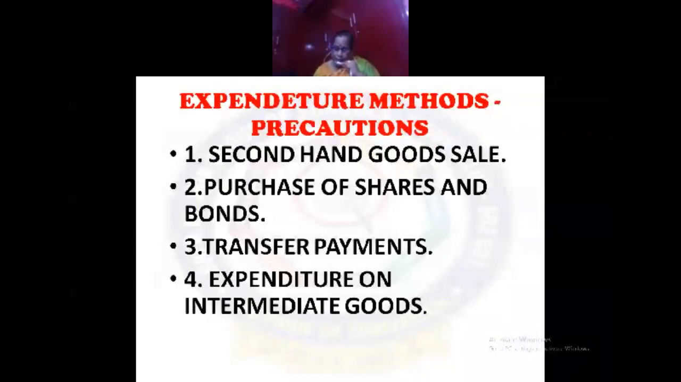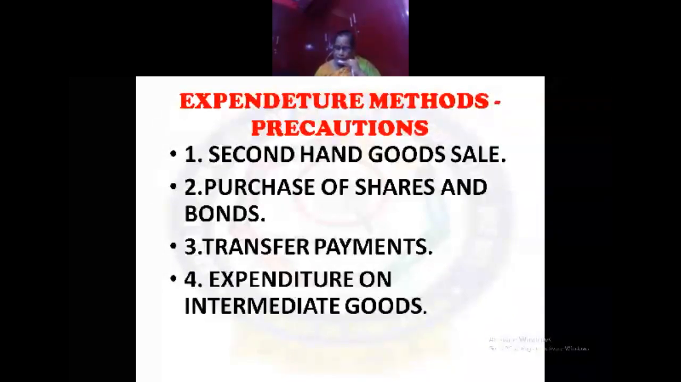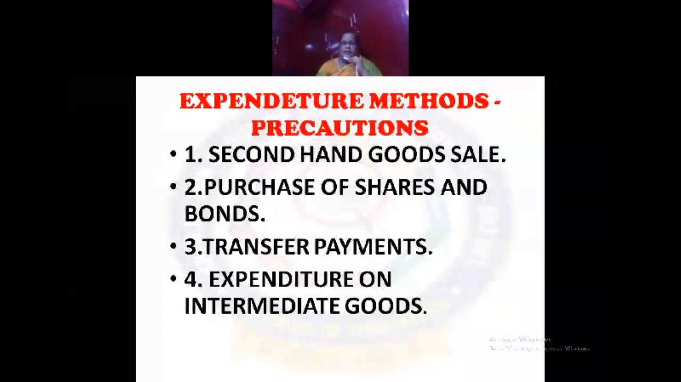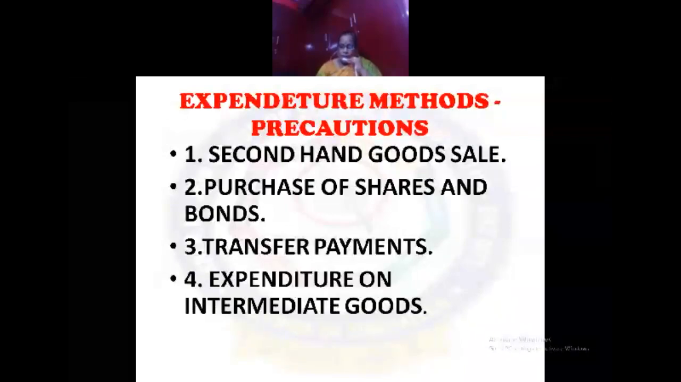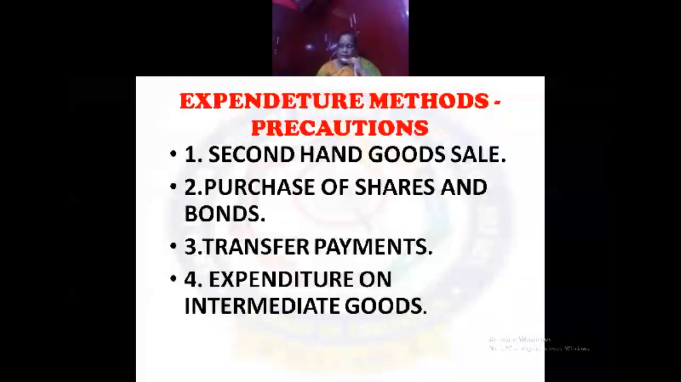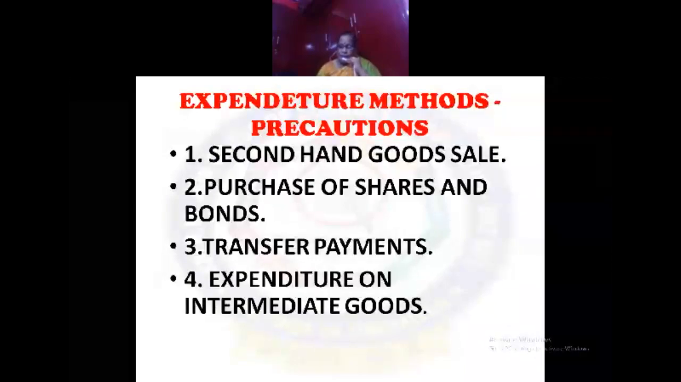What are intermediate goods? The goods which occur in the middle, that is, the products which are sold in between the extremes, first one, second one, third one, and fourth one. Let us see all the precautions which are to be included or not to be included. First one, second-hand goods. The expenditure made on second-hand goods should not be included. Purchase of shares and bonds. Expenditure on purchase of old shares and bonds in the secondary market should not be included.